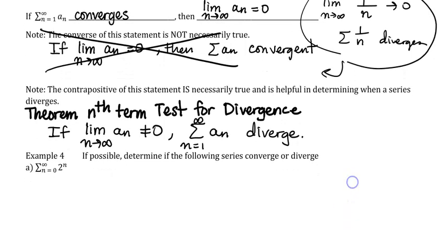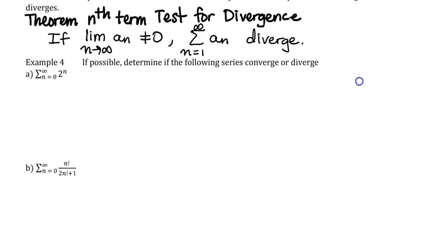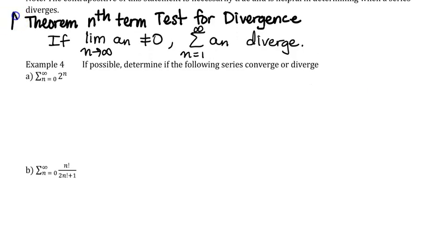So let's look at an example of using this theorem here. This theorem will be particularly helpful for quickly determining if a series diverges or not. So we have a series we're looking at. I want to point out it does not matter here that this series starts at 0 and that the theorem says 1 here. That's irrelevant. A finite number of terms is not going to change convergence or divergence for a series.